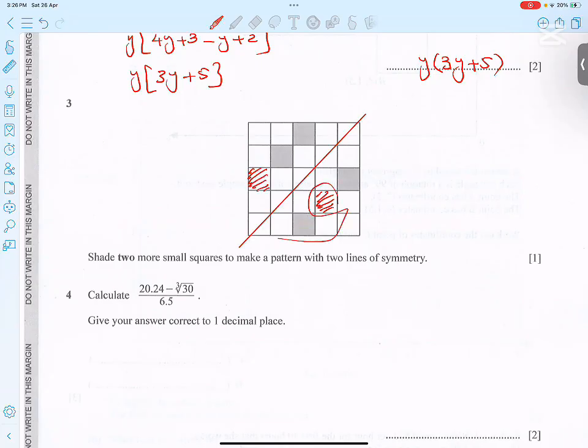He said shade 2 more boxes, and I have done 2 boxes only. Now, if you look carefully, I have shaded 2 boxes and it has 1 line of symmetry, but we want 2 lines of symmetry. Check it. If I make a line like this, does it work or not?